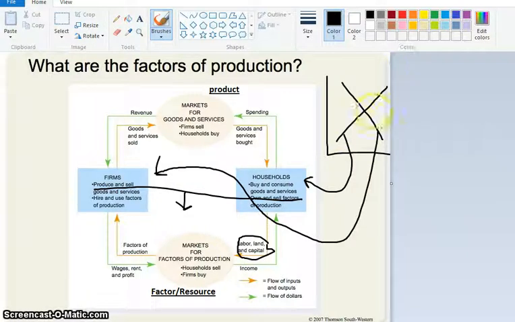Okay, so this looks like a normal market graph, but it's a little bit different because your buyers and sellers are switched from what it is up here in the product market normally. Okay, now I am going to pause here and I'm going to start another video. But if you have any questions about your circular flow diagram, please let me know.